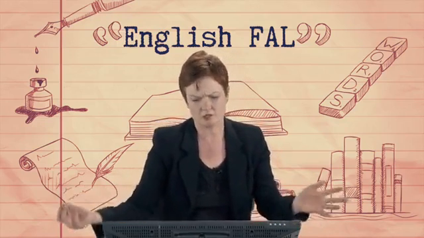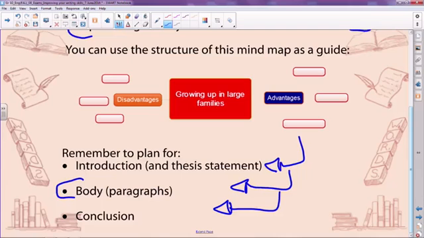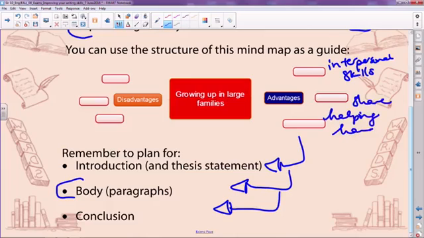Okay, so advantages of growing up in a large family. You learn interpersonal skills. Okay. You learn how to share. Okay, and perhaps you could even say there are many helping hands. Okay, hope you can read my writing.